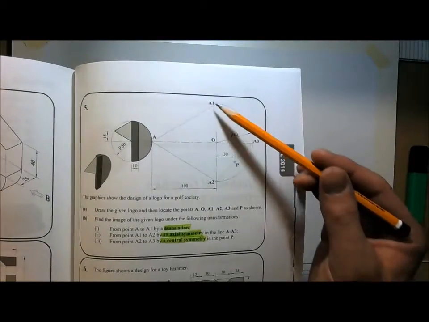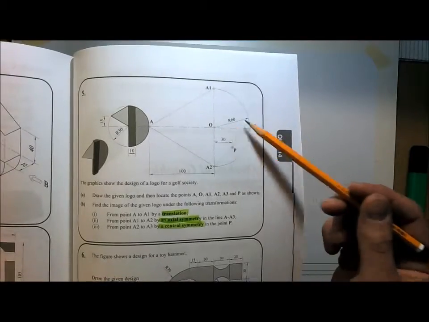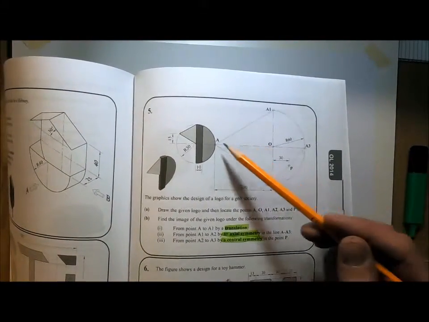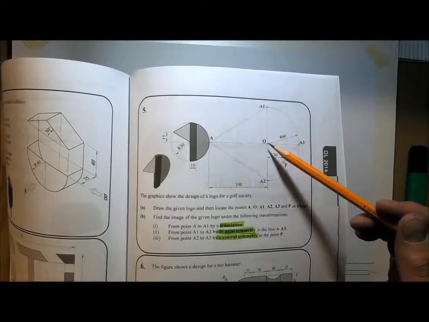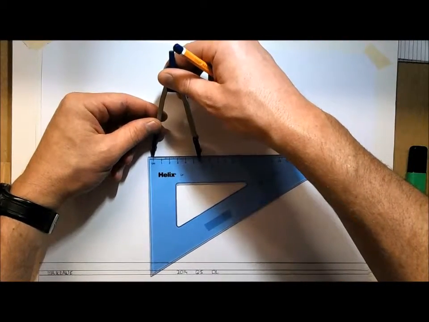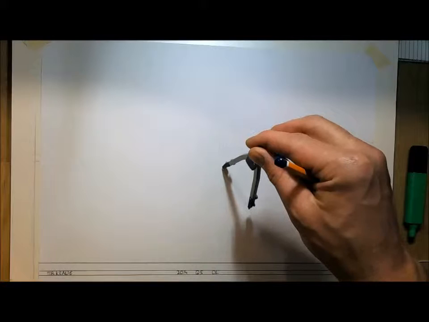Okay, so they're telling us the semicircle here for points A1, A3, and A2 is radius 60, and the center point is out 100 from A. So I'm going to get point O first of all, to center the page. Set my compass at 60.